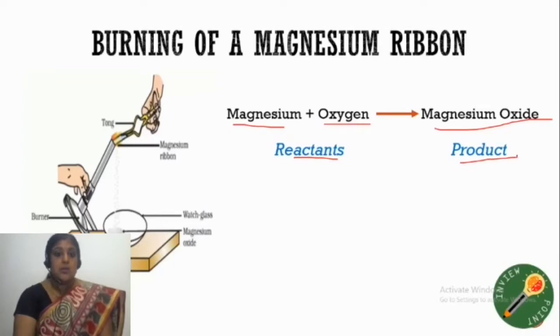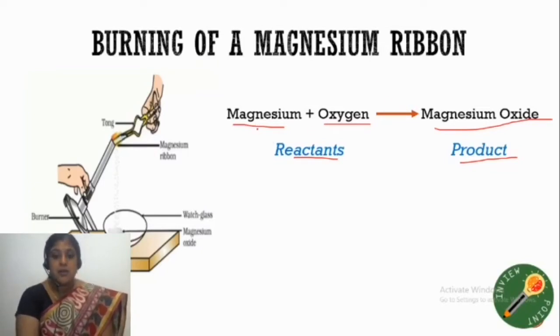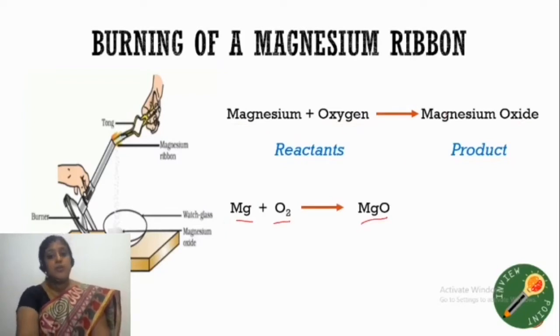So what is the chemical equation actually? It is a representation of chemical reaction using symbols and formula of the substance, right? So what is the symbol, what is the formula of the substance? What is the formula of magnesium? It is Mg. And what is the formula of oxygen? O2. And MgO is the formula for magnesium oxide. So what is the chemical equation here? It is Mg plus O2 gives MgO.